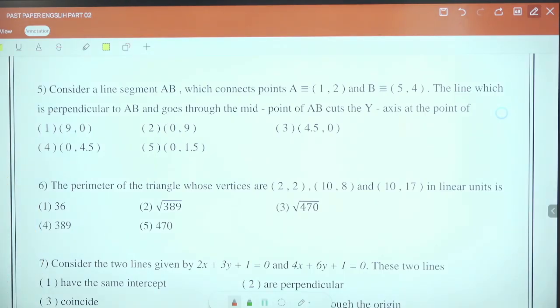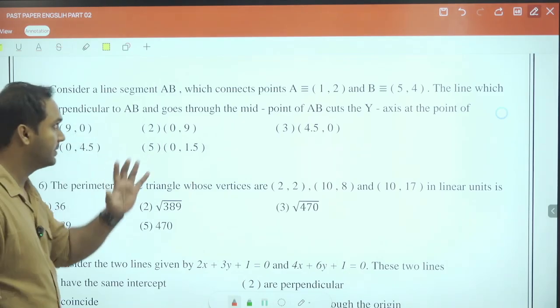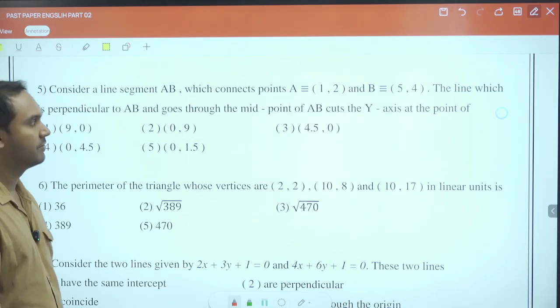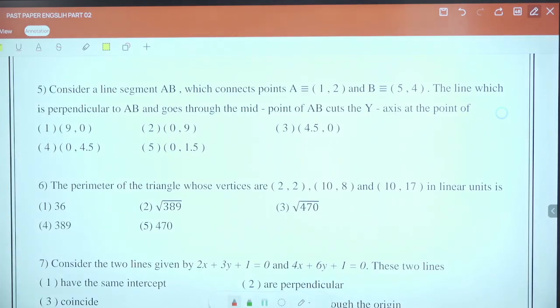Now can you try doing that? Consider a line segment. Now try to draw it first. Draw a rough sketch. Consider line segment AB which connects point A (1, 2) and point B (5, 4). The line which is perpendicular to AB goes through the midpoint of AB, right? It goes through the midpoint of AB. Cuts the y-axis at the point of which?